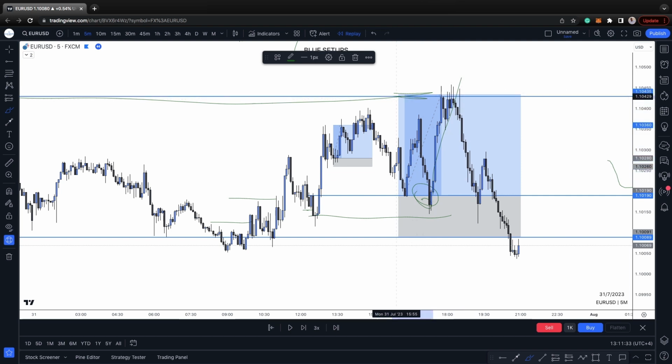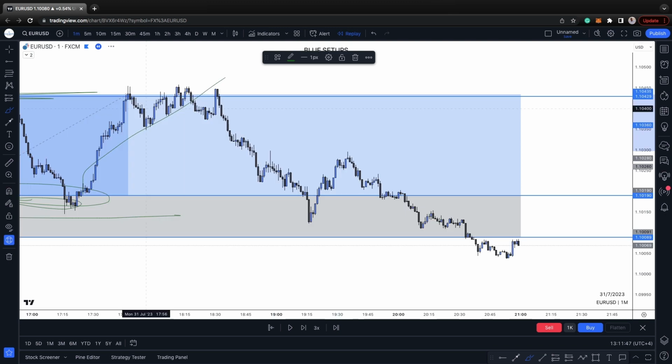Same scenario right here. Based on the momentum move, I think TradingView should give us the lower time frame. Let's see, I hope so. If not, then we will not have that explanation for that trade. I hope it should give us. Yeah, great, it gave us.